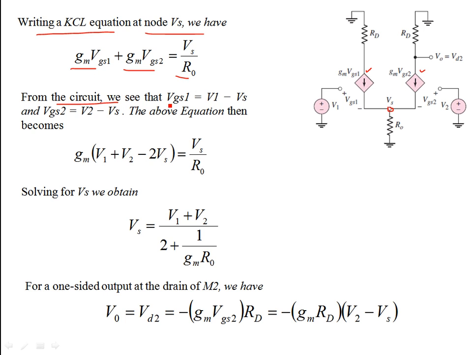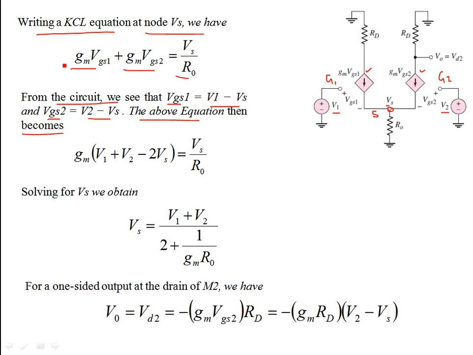So from the circuit, we see that VGS1 is V1, which is at the gate G1, minus the voltage at the source node Vs. So at the source node we had Vs, so that can be written as V1 minus Vs, right? V1 minus Vs over here. Similarly, VGS2 can be written as V2, which is at the gate 2 of MOSFET 2, V2 minus Vs. That's just the difference between the two nodes.